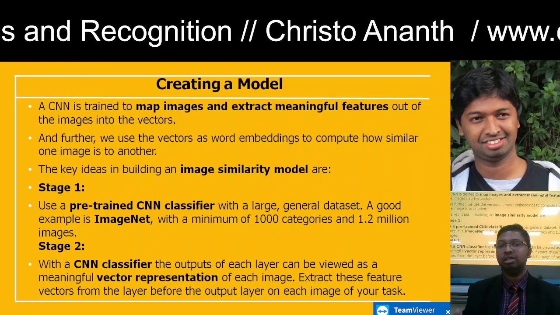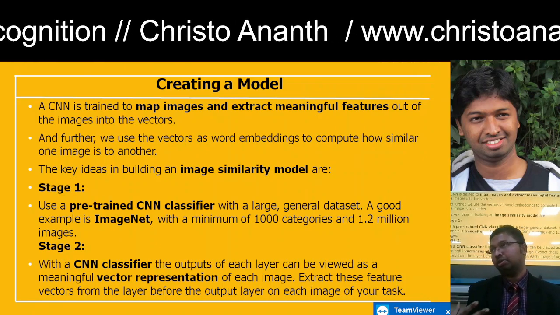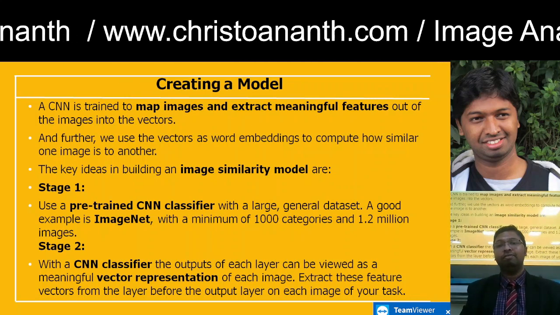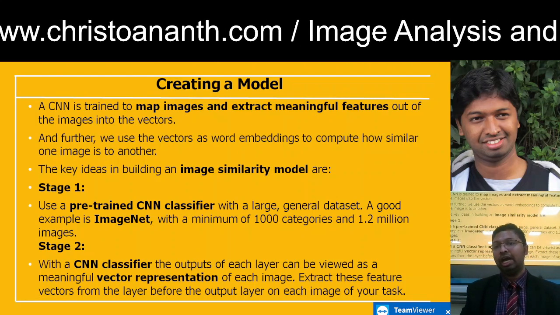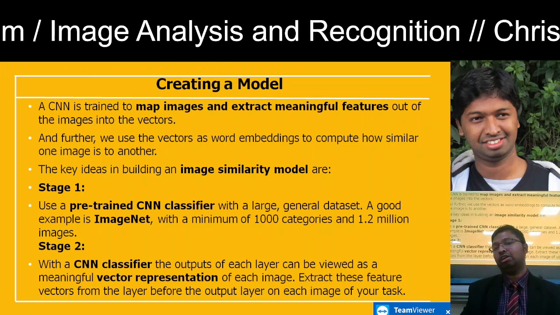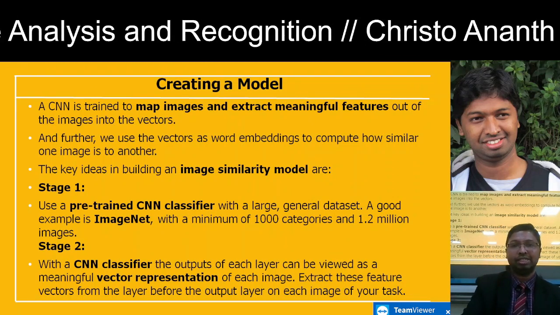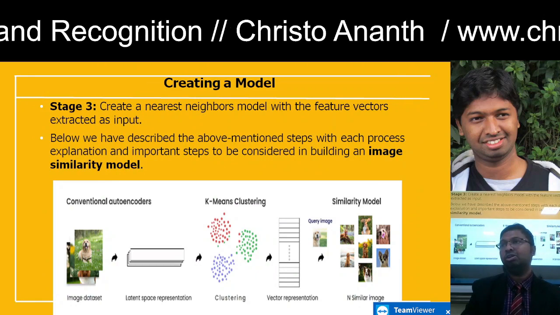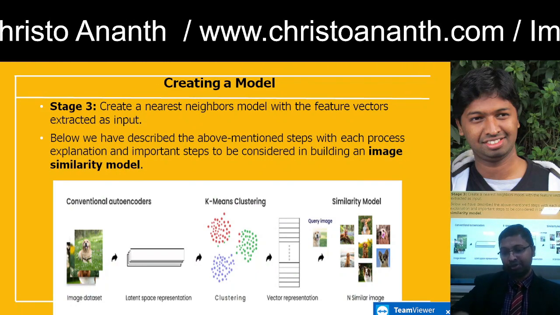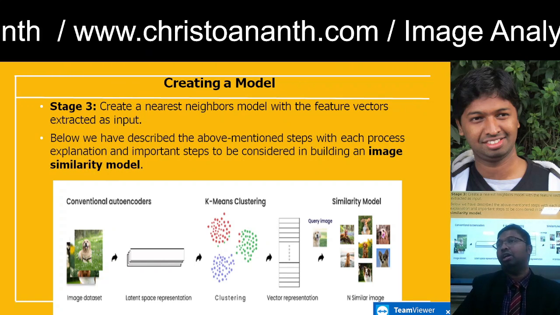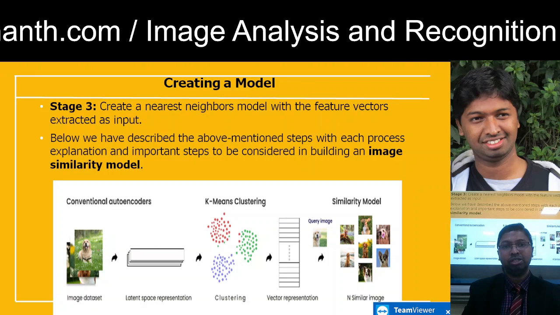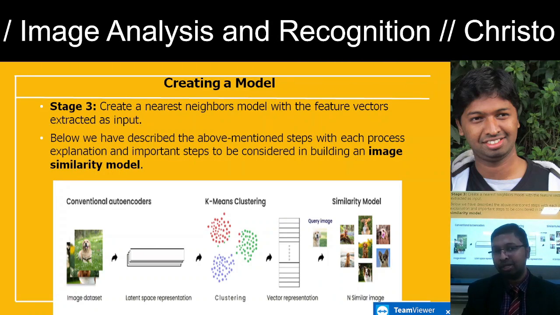That will be outputting each layer's outputs, in the form of a vector representation of each image, and you are going to extract the feature vectors before the output layer for each image of your task. And in stage 3, you have to create the nearest neighbor model, with the extracted feature vectors as the input. This one you can call the image similarity model.